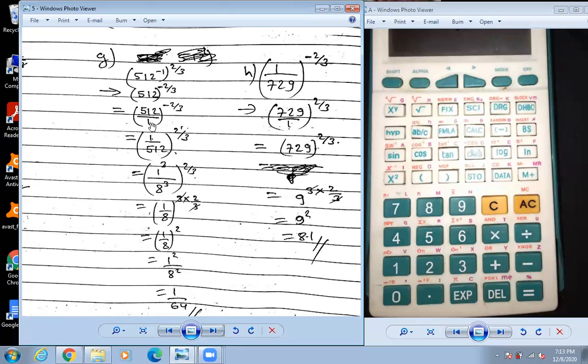So 512 divided by 1. There was no 1 before, but there is 1.